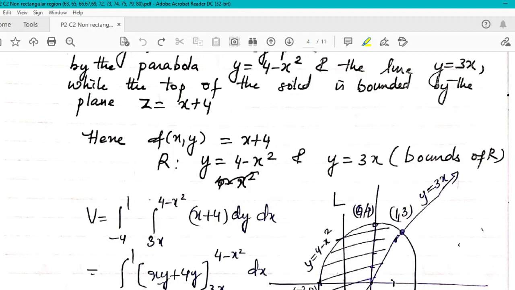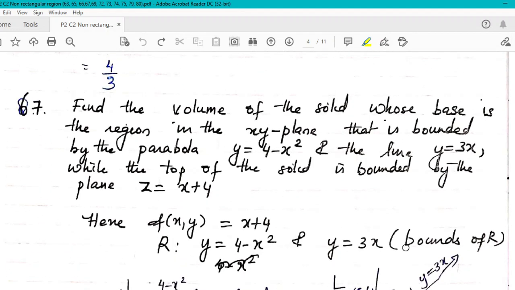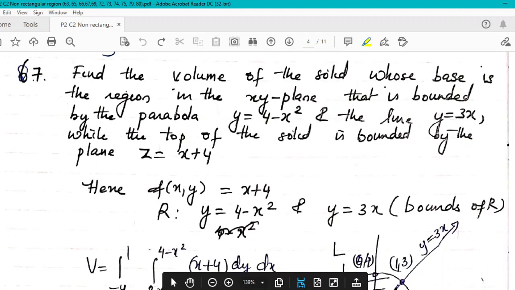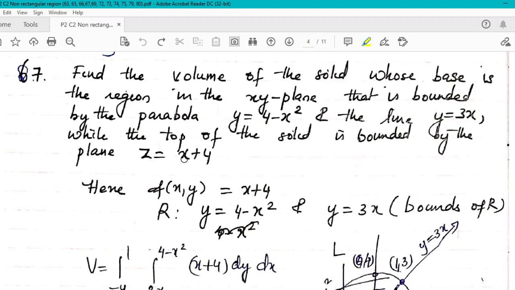From the question we know that the top of the solid is bounded by z equal to x plus 4. Z equal to x plus 4 means the value of f of xy is x plus 4. So f of xy is equal to x plus 4. And we also know the region.